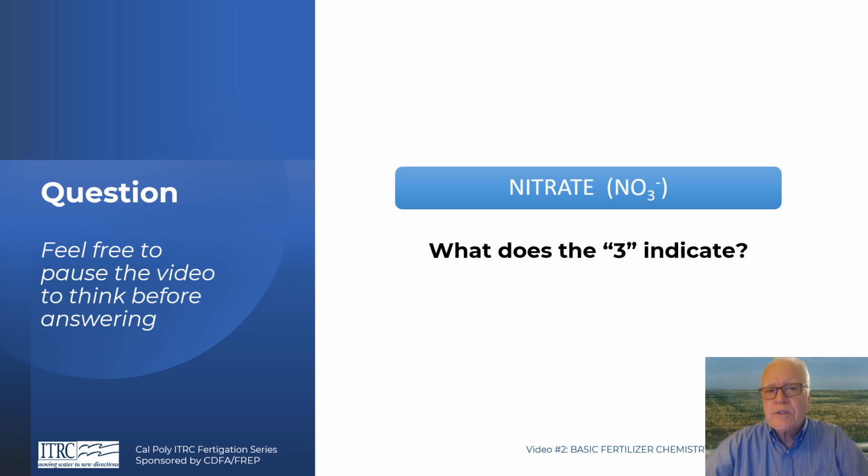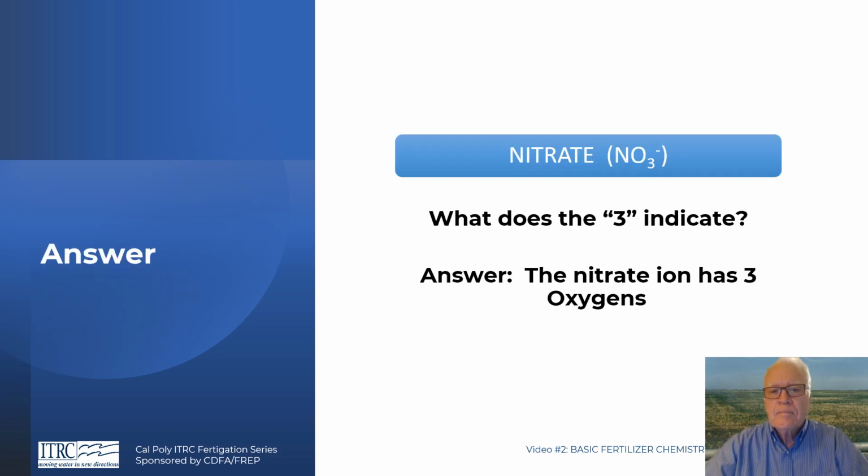So this one, of course, is nitrate. It has a 3 in it. What does the 3 indicate? And the answer is that the nitrate ion, or anion, has 3 oxygens in it and 1 nitrogen.